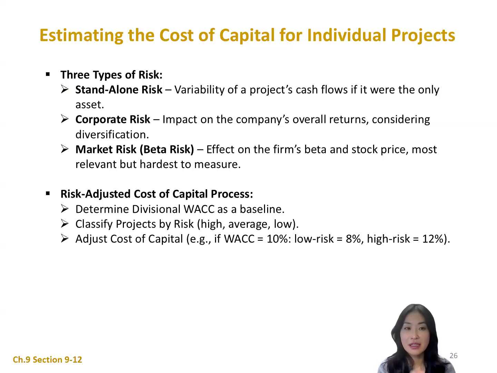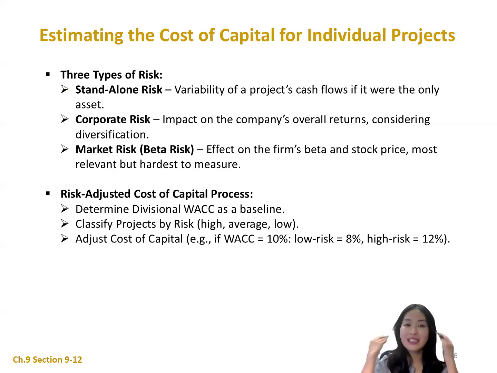Let's look at the first part, stand-alone risk. This is the risk of the project if it were the firm's only asset. It measures variability of cash flow and is often assessed using the standard deviation. Corporate, or within-firm, risk considers how the project affects the overall variability of the firm's returns. And third is market risk, which is beta. It is also called beta risk, and it measures project risk relative to the overall market. This is the most relevant measure for investors because it affects the stock price.